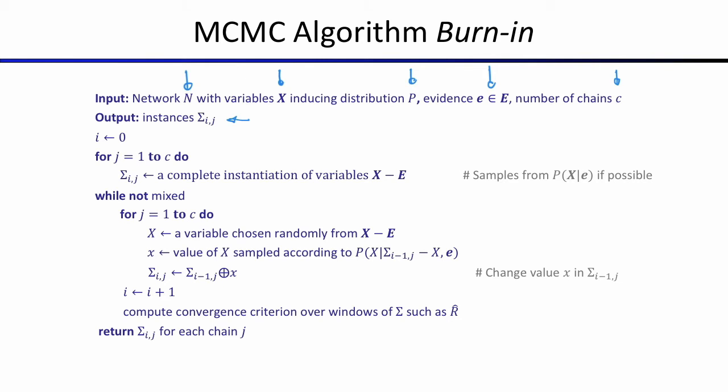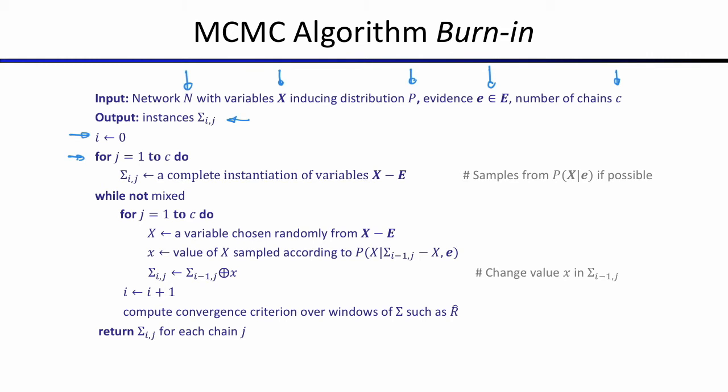So we start with the variable i equals 0, and the variable i will control how many samples we have generated for each chain, exactly as we did in the slide where we were discussing the convergence of chains. And we also have the variable j that will control the different chains. So now I start by iterating over the chains, and I'm going to generate one complete instantiation for each variable that we have in the network. We do that for all the variables in the network, but we don't need to do that for the evidence variables. So we take the evidence variables out.